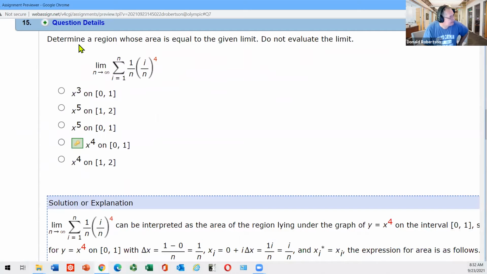And then here is a Riemann sum already set up. And if you know what to look for, you should be able to find who the function is. Well, when I look at this guy here, do you see that the clue is i over n to the power of 4? That's why it's this one.